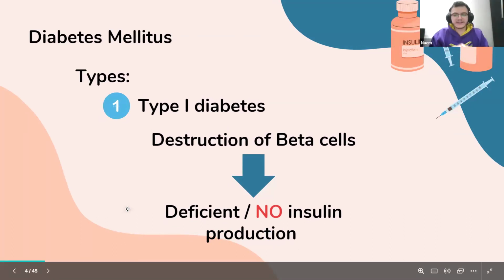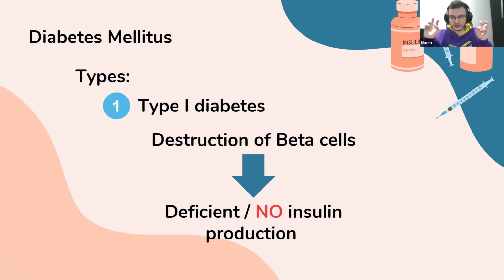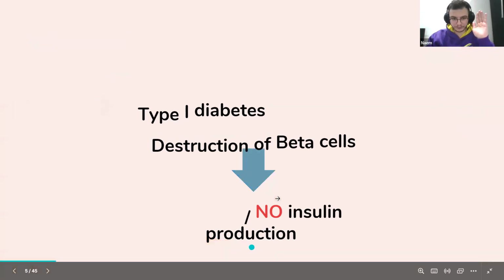At the start, it's deficient because not all beta cells are destroyed. But after 1 or 2 years, all beta cells are destroyed, so you have zero insulin production. Your body can't produce insulin because you have no more beta cells. This is type 1 diabetes.